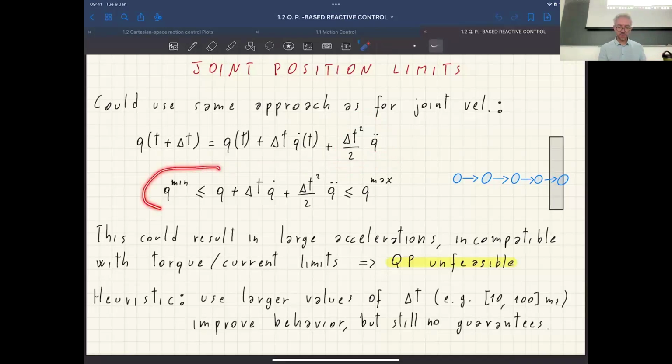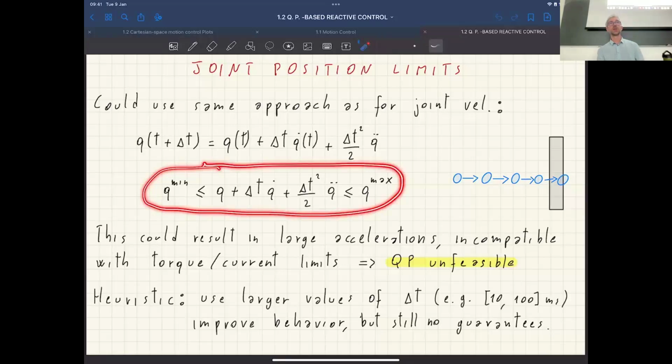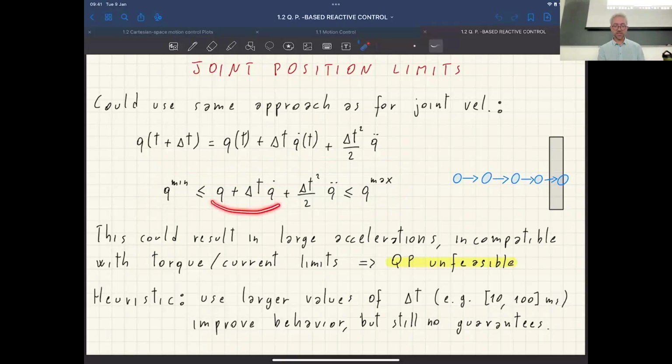And then I could add this inequality constraint inside my QP, my quadratic program. And this is feasible in the sense that it's a linear constraint again, because this part here is a constant. This term is also constant. And here I have q double dot, which is my decision variable. So this expression is linear with respect to my decision variables. So technically, I could do it. In practice, it's not going to work.